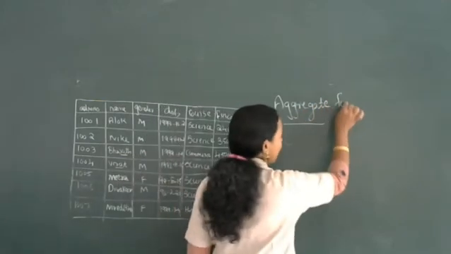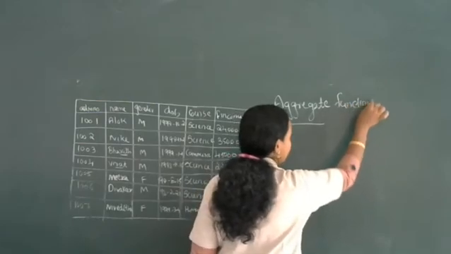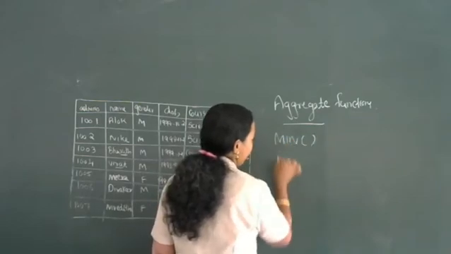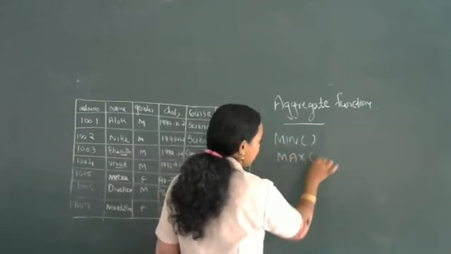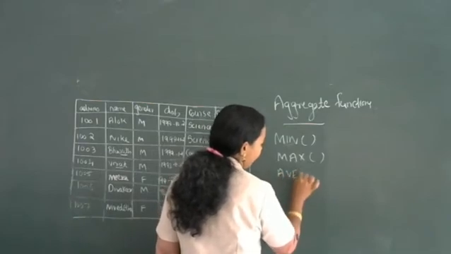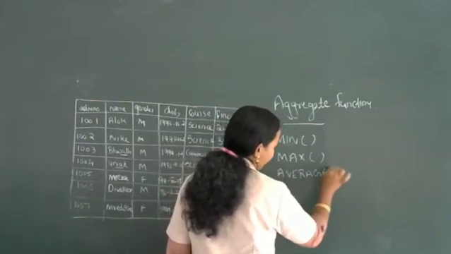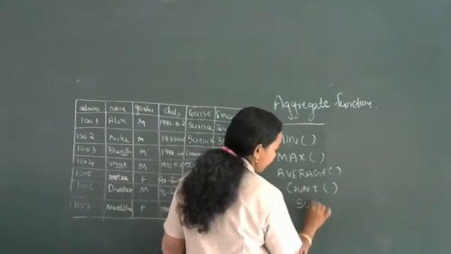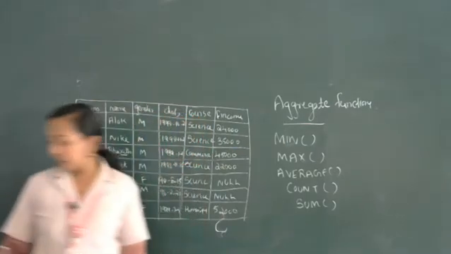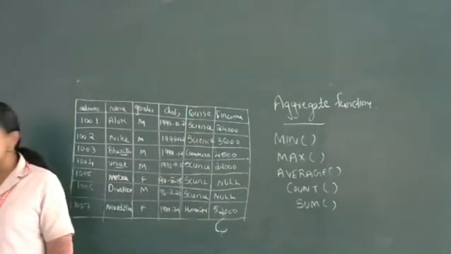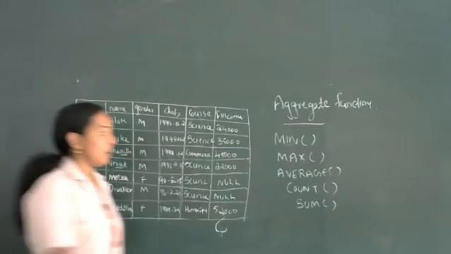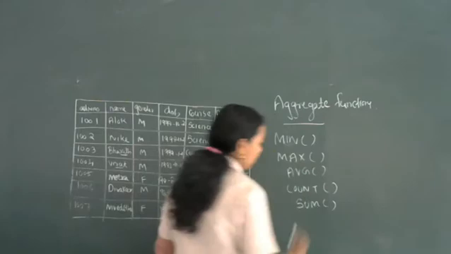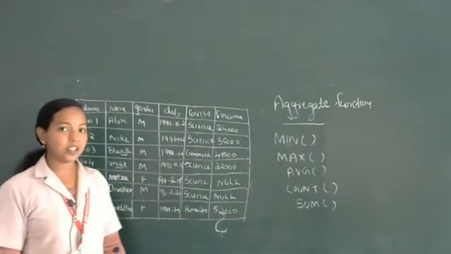Okay, which functions are we using? Aggregate functions. Commonly used aggregate functions are the min function, max function, average function, then count, and one more, the sum. So the commonly used aggregate functions are the MIN function, MAX function, AVG function, COUNT function and SUM function.